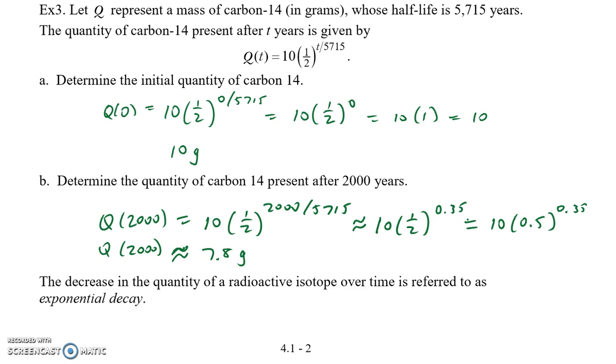So after 2,000 years, a quantity of 10 grams of carbon-14 would decay to 7.8 grams. The decrease in the quantity of a radioactive isotope over time is referred to as exponential decay. So we can have exponential growth where the function is increasing. We can have exponential decay where the function is decreasing. And the best known example of exponential decay is radioactive decay.